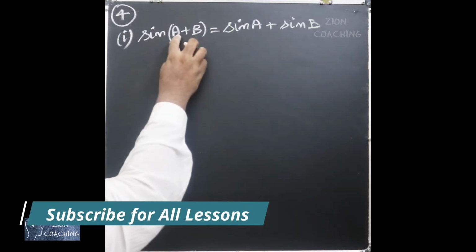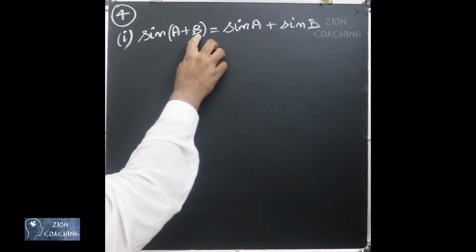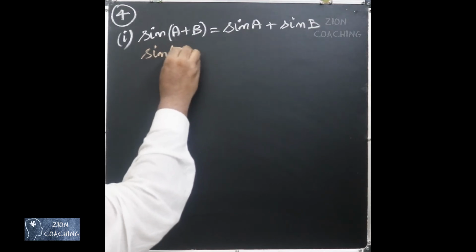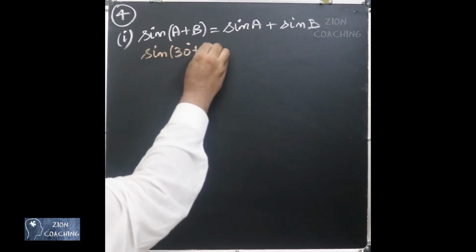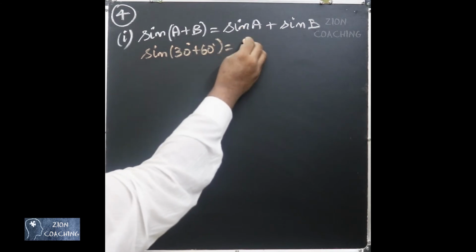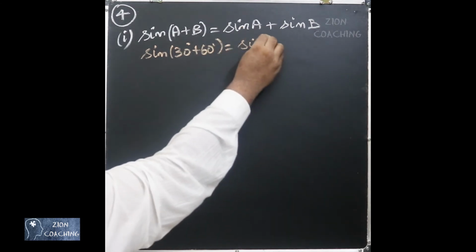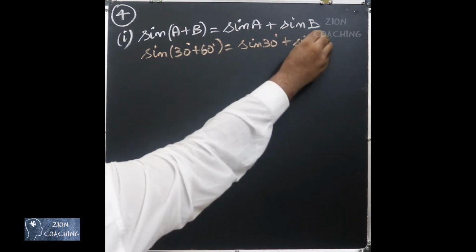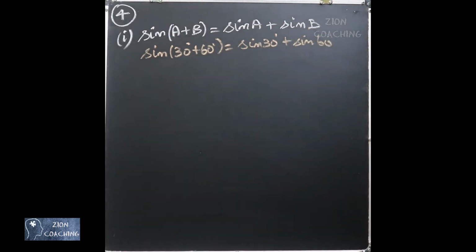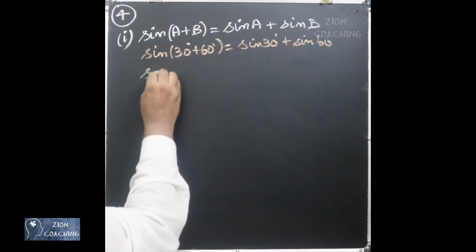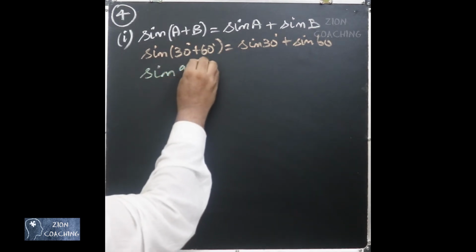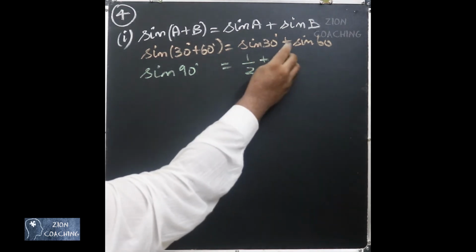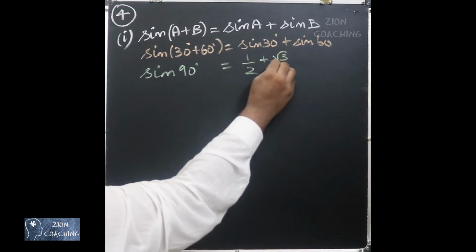Suppose we take angle A to be 30 degree and B to be 60 degree. Sin(30 degree plus 60 degree) equal to sin 30 degree plus sin 60 degree. You can see that we have sin 90 degree equal to, your sin 30 degree value is 1 by 2 plus sin 60 degree value is root 3 by 2.